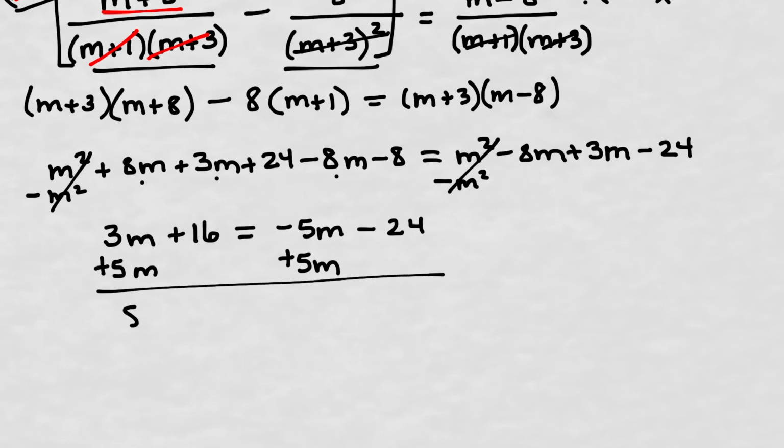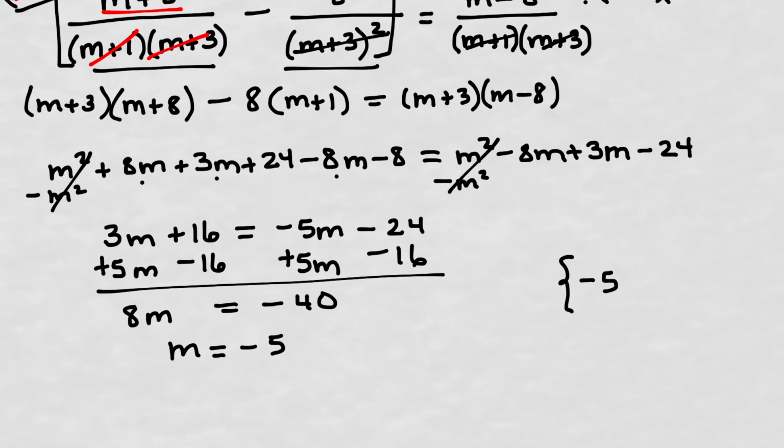And I get 8m minus the 16. 8m is -40, so m is -5. That's not one of the numbers that we eliminated earlier, so my solution set is -5.